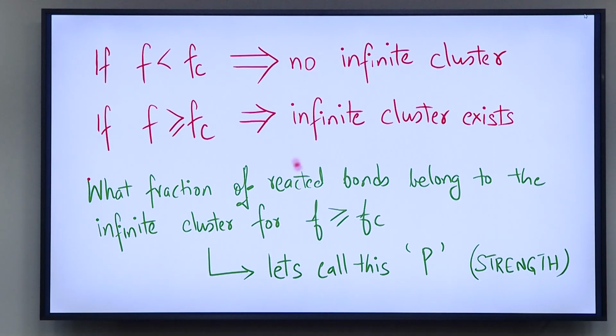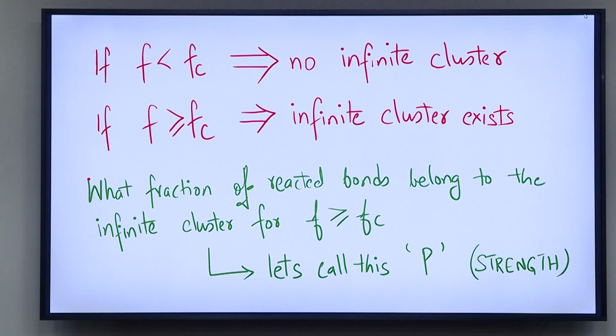And if F is less than Fc, there is no infinite cluster, but if F is more than Fc, there is an infinite cluster which exists. And we would like to know the answer to one more question. What fraction of bonds belong to the infinite cluster? If an infinite cluster has formed, it doesn't mean everybody who is transmitting information belongs to that cluster.